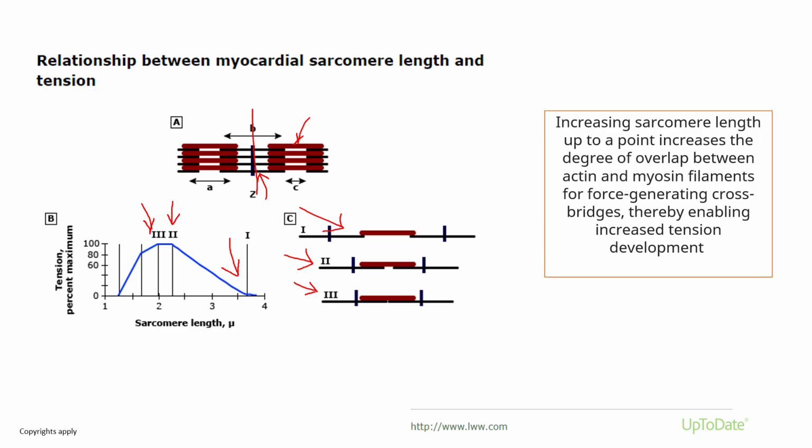Therefore, increasing sarcomere length up to a point increases the degree of overlap between actin and myosin filaments for force-generating cross bridges, and this enables increased tension development and a higher contractile force, but this occurs up to a point beyond which this will not occur anymore and the ventricle will start failing.